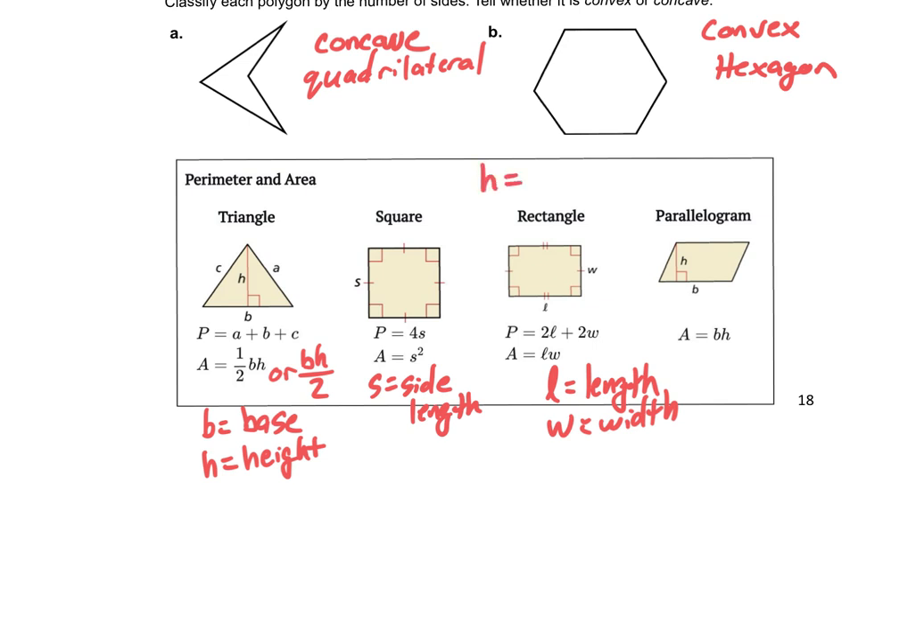So in all cases, I'm going to say H has to form a 90-degree angle with the base. Okay, has to be perpendicular. Okay, and that's where you see that square come into play. Okay, let's look at some examples of these.